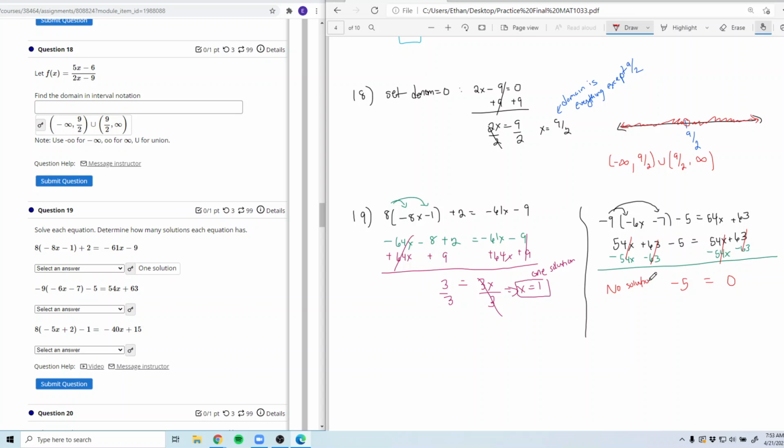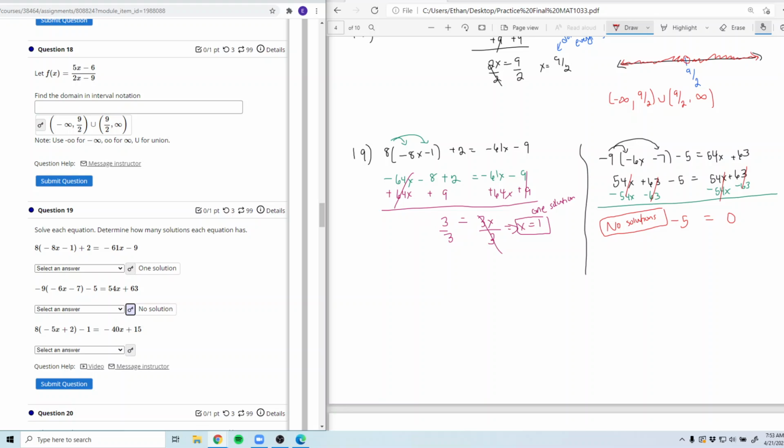So notice that the x's are all gone. When the x's are all gone, you're just going to have a number on each side. If the number's different, then there's no solutions. And you can see we got that. And then the last part, we got 8 parentheses negative 5x plus 2, then minus 1 equals negative 40x plus 15. Same steps, just distribute the 8 through. 8 times negative 5 is negative 40, so we get negative 40x. 8 times 2 is 16 minus 1 equals negative 40x plus 15.